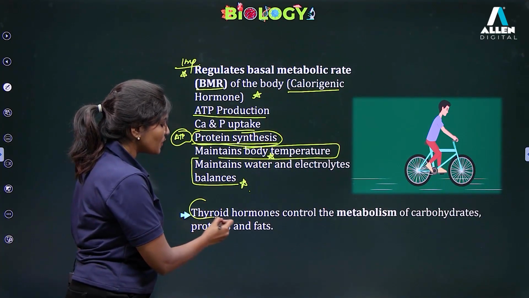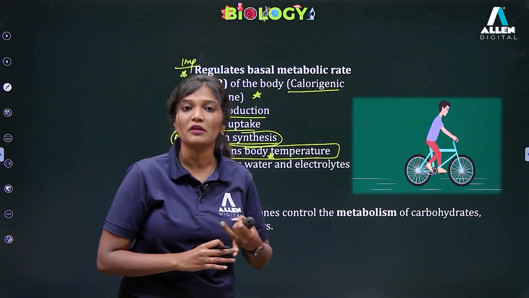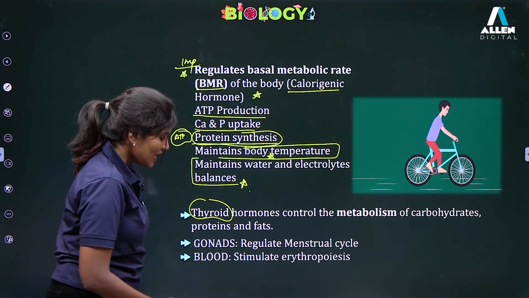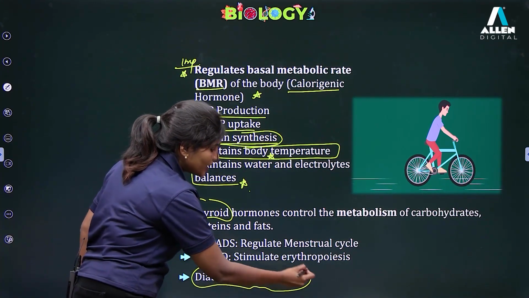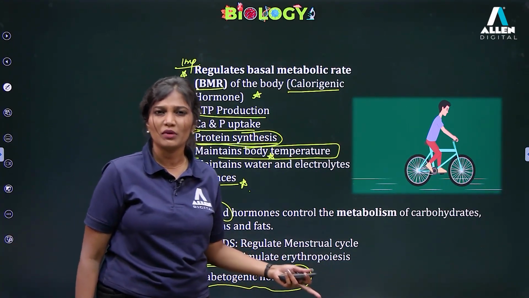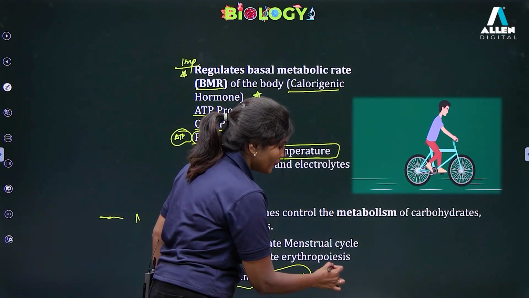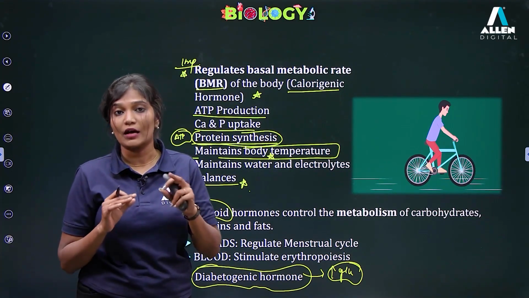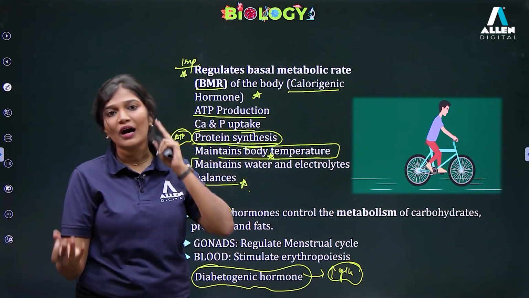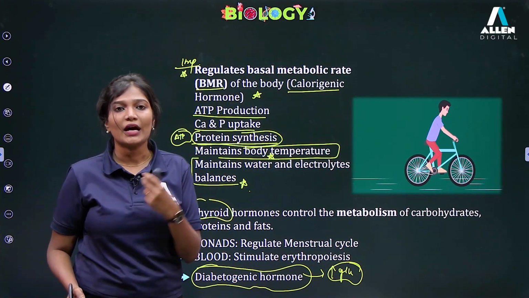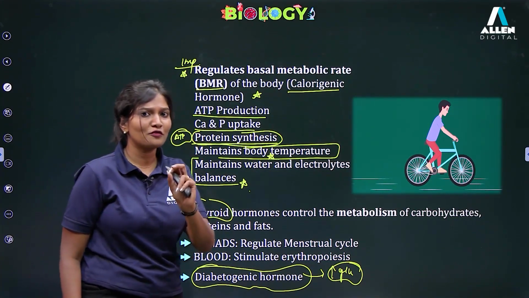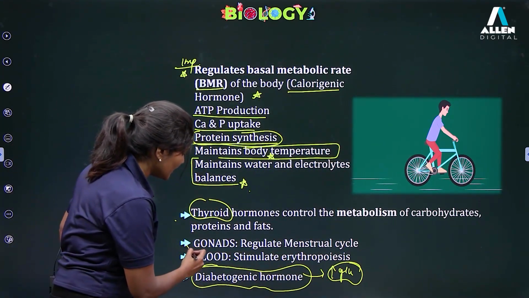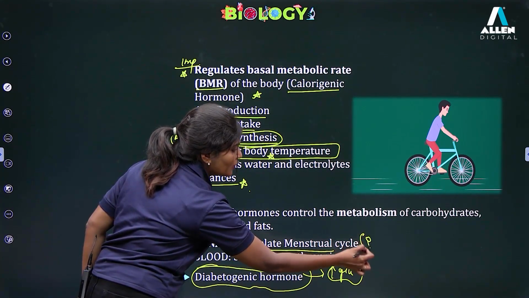Next, the thyroid is responsible for many other functions like carbohydrate metabolism, fat metabolism, and protein metabolism. But the most important point to be noted is, it is also called a diabetogenic hormone. What does it mean? Diabeto means increase of glucose level. So thyroid is a hormone which is responsible for increasing the glucose level in our body, like cortisol does, growth hormone does. So they are all called diabetogenic hormones. And if I have to talk about a female, it is the one which regulates the menstrual cycle. So this thyroid gland plays an important role in female human beings.